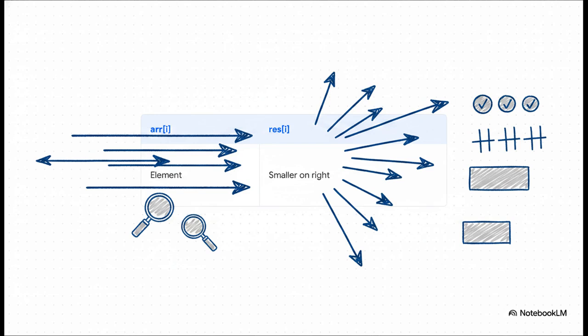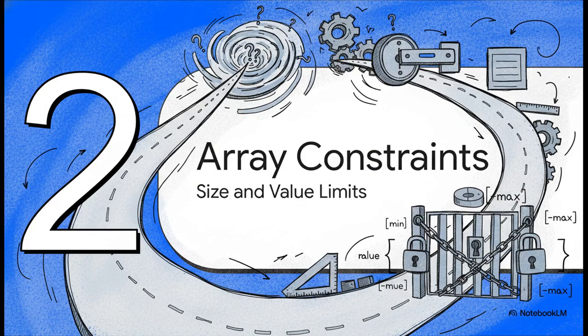Just imagine parsing through that input array. For every single number you land on, you have to scan everything remaining to its right, tally up every single value that's smaller, and log that final count into our result array. Every single index needs its own specific count. Truly understanding this direct mapping is totally crucial before we even think about writing a single line of logic. Section 2. Analyzing array constraints.